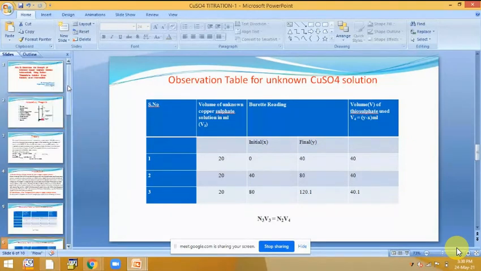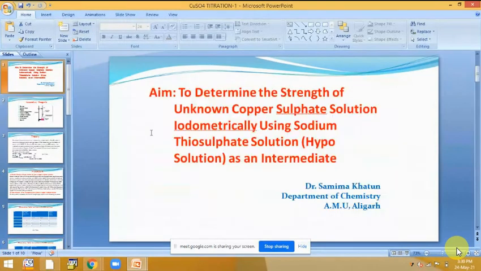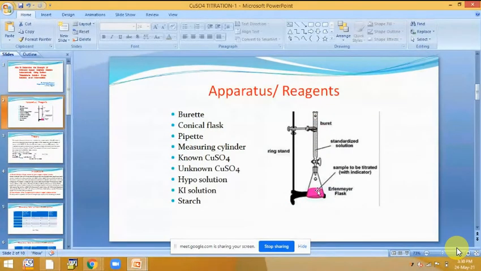So in short, I am repeating once more. Our target is to determine the strength of the unknown copper sulfate solution. With the help of the hypo solution, the hypo solution will be in the burette and your copper sulfate will be in the beaker. So this experiment is simply hypo solution versus unknown copper sulfate. But before that, we should standardize the burette solution, that is the hypo solution, for which we first do a titration between known copper sulfate, which is different from this unknown copper sulfate. They are not the same solution. The concentration will be different.